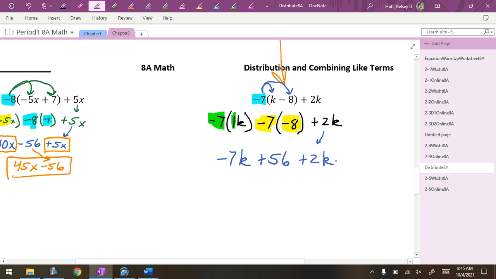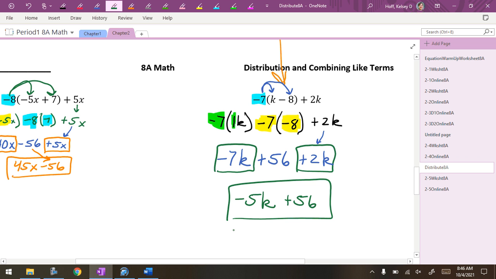All right, Ms. Yongkang, what can I combine? Do I have any numbers that have the same letter or any numbers that don't have a letter that I could put together? Very good. -7k. Don't forget to box in the negative with it. And a positive 2k. So on your calculator, type it just like it says, -7 plus 2. Marilyn, what'd you get? -5. And don't forget the k. And what else? Plus 56.